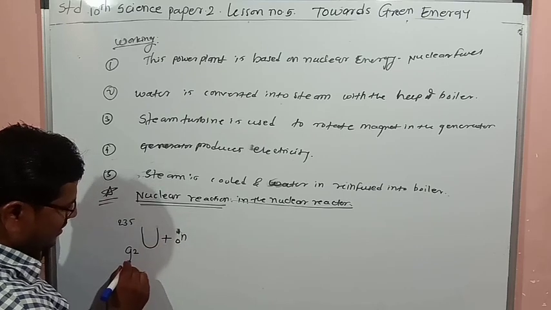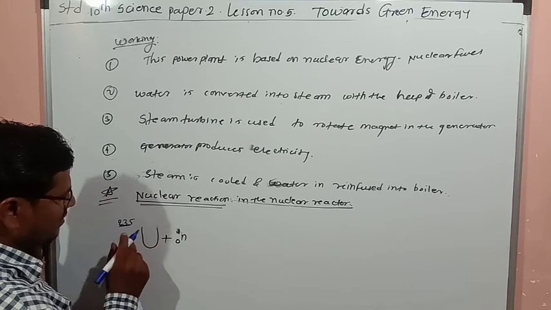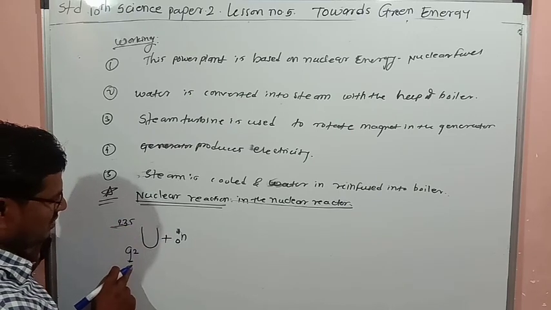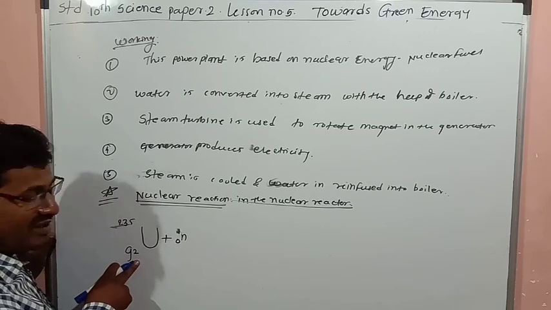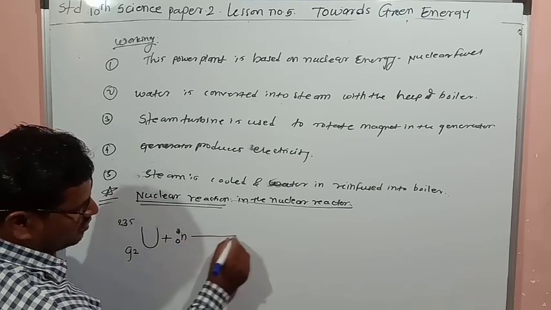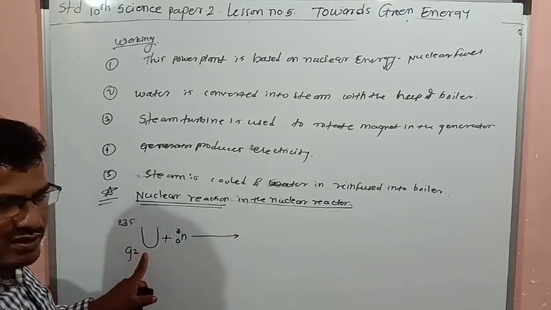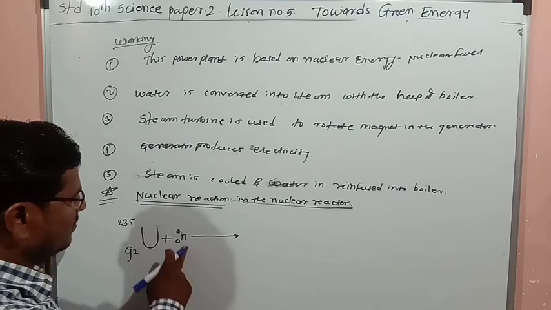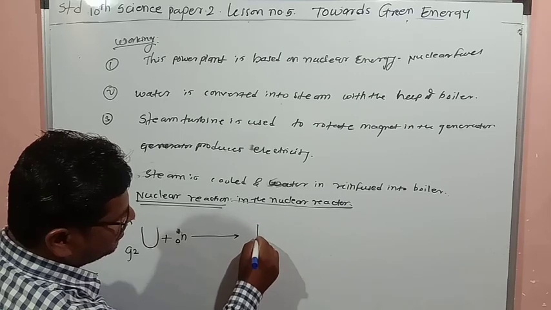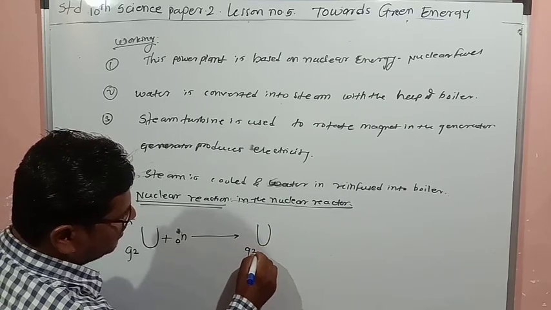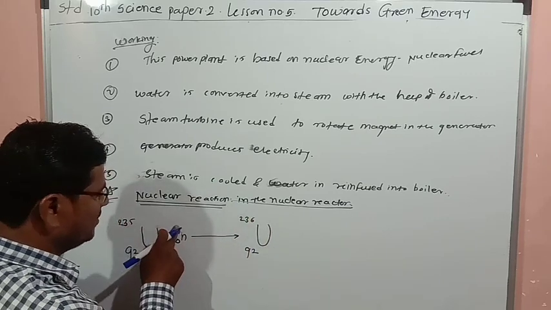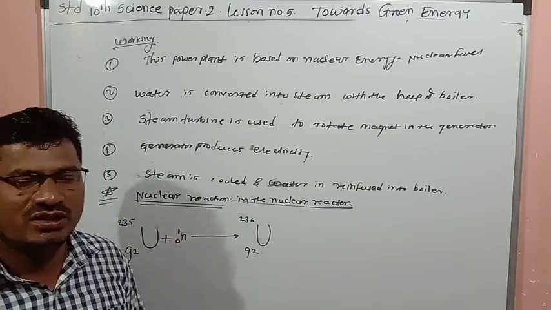This one is the atomic number and this one is the atomic mass. The lower number denotes the atomic number. The atomic number of uranium is 92, and 235 is the atomic mass number. This is the nuclear fuel, and when a neutron is bombarded on that uranium, it gets converted to unstable uranium 92, 236; the atomic mass increases by 1.